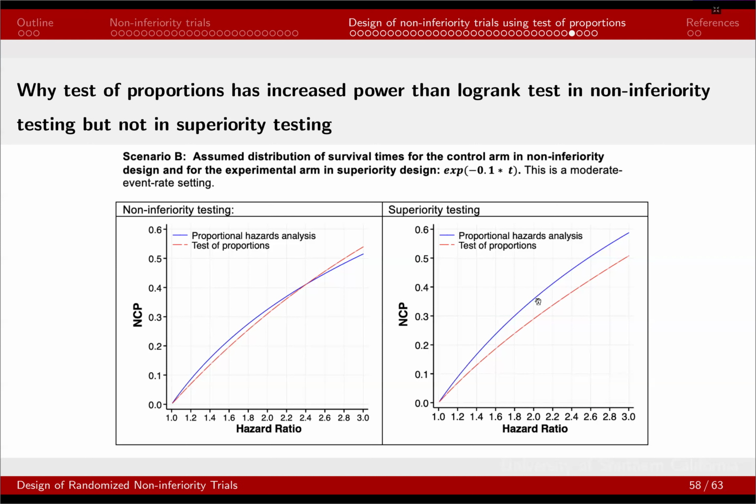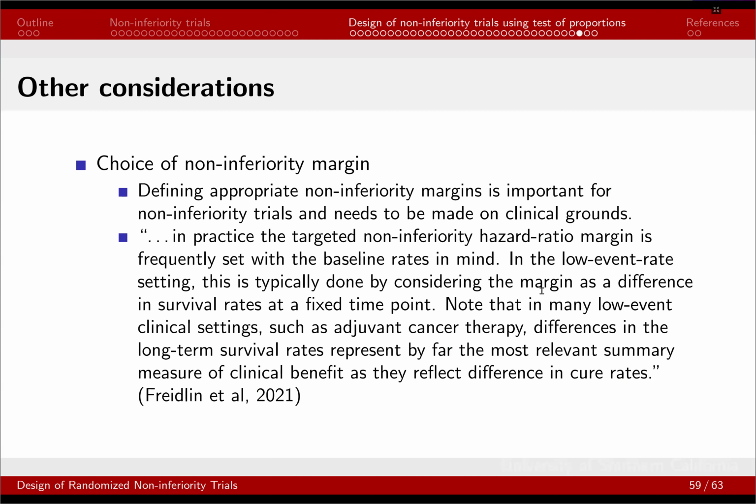However, would we care about that difference? Because the early difference doesn't translate into a long-term difference, we probably don't care that much about it. That's why I didn't worry too much about violation of proportional hazards. Another case: what if there is no separation in the beginning, but there is separation later on? Well, the test of proportions can capture that. So those were our considerations.